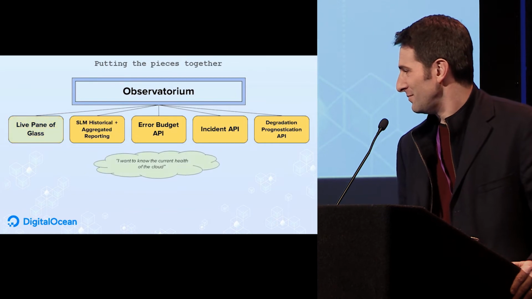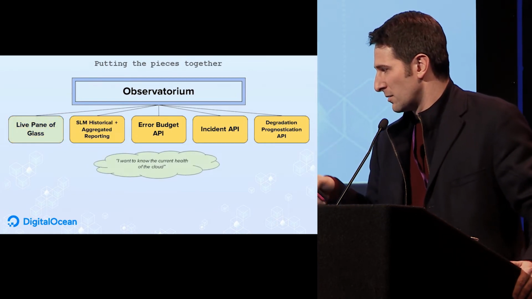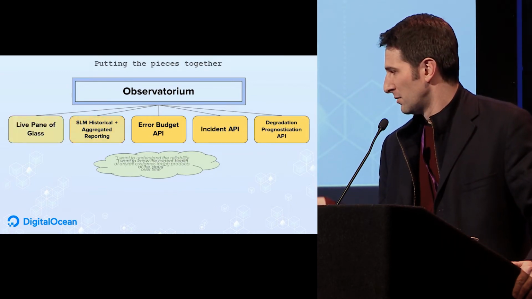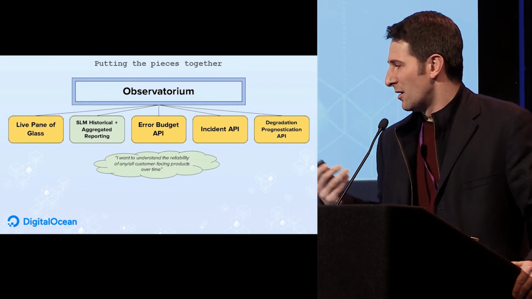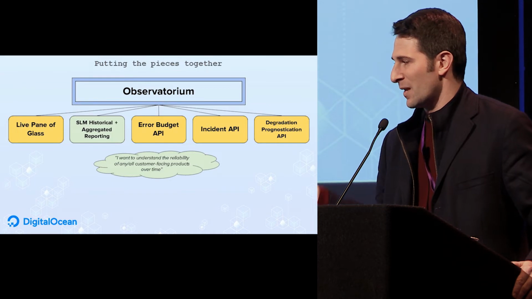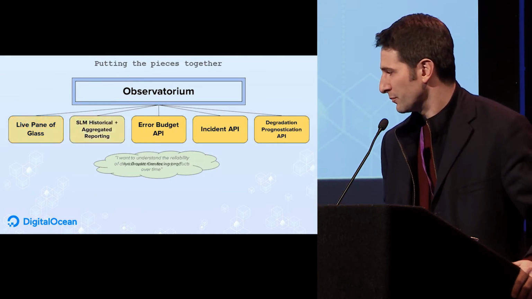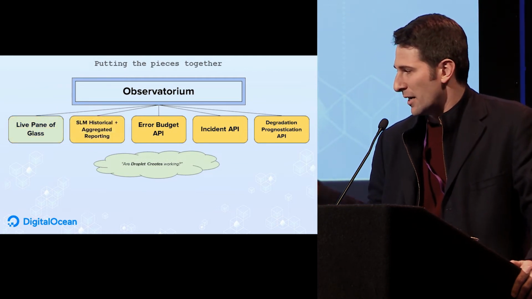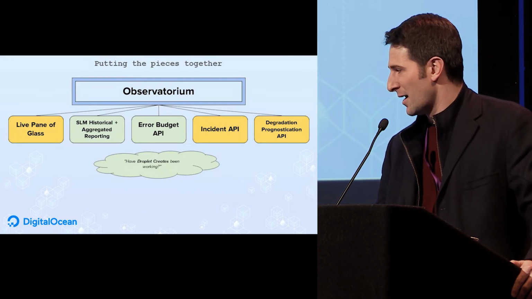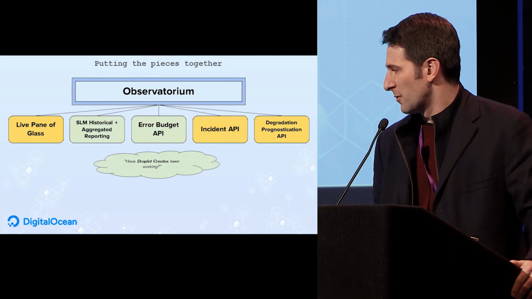But all right, so I just want to associate those thought bubbles, those requests with these components. So the current health of the cloud is likely in the live pane of glass. The reliability of any and all customer-facing products over time, you'll see that in our SLM historical and aggregated reporting. SLM, again, I'm just using as a proxy for really anything that comes under that umbrella. Our droplet creates working? Great, yes, back to the live pane of glass. Have they been working? Well, now I need to look historically, and I should probably look at the error budget API to get a different perspective on how everything is performing.